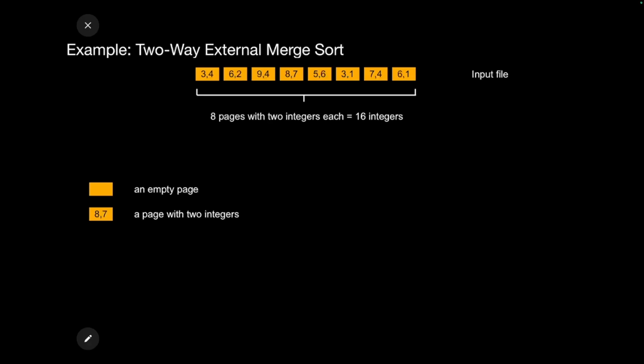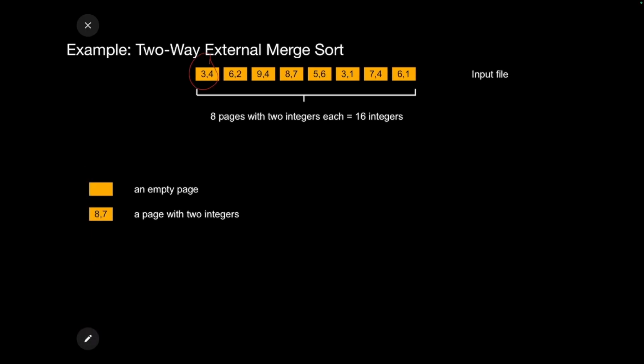I will make a walk through the algorithm using this example. What I will be sorting is 8 pages of data. Each page only has 2 integers. It doesn't matter how many bytes each integer has. I'm just saying this is a page.